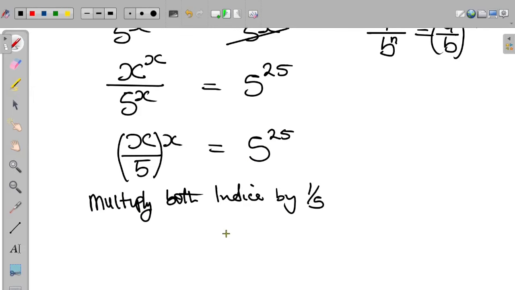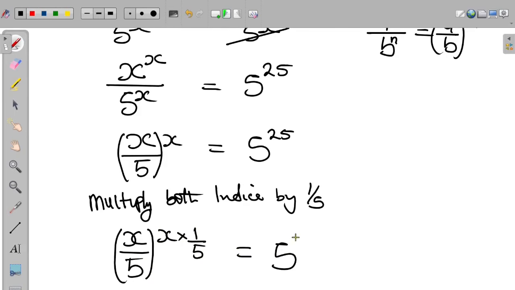So the next step is to multiply both indices by 1 divided by 5. So we have that x divided by 5 all raised to the power of x multiplied by 1 divided by 5 is equal to 5 raised to the power of 25 times 1 divided by 5.